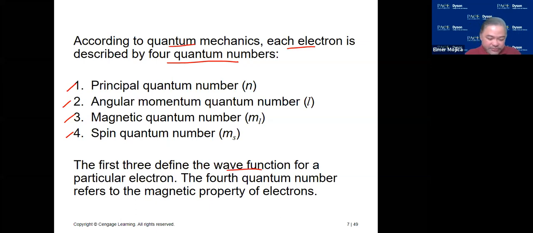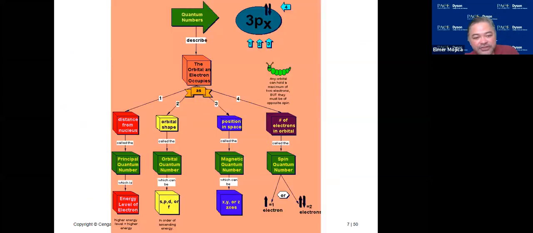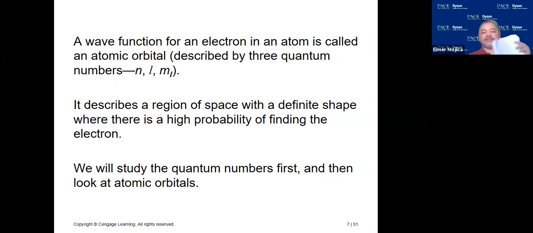Okay, so you may ask yourself, what is this wave function? Before we go there, this is just what an orbital is. A wave function for the electron in an atom is called the atomic orbital. So we could say the orbital is where you can locate your electron. Each orbital is described by three quantum numbers. An orbital describes a region of space with a definite shape where there is a high probability of finding the electron. So what we're going to do now is study the quantum numbers and then look at the atomic orbitals.